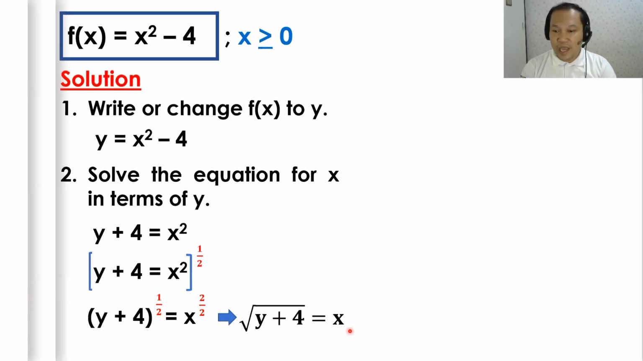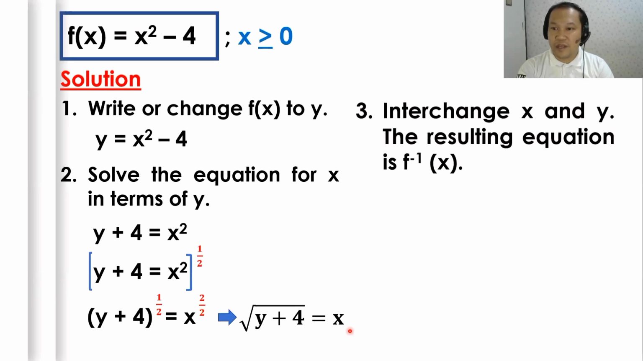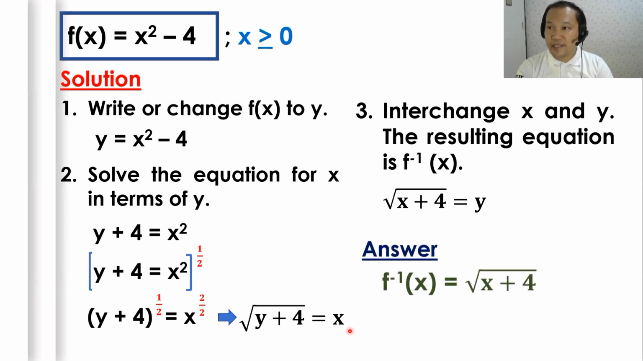And then after we are able to find the value of x, we have to interchange now x and y. But remember, the resulting equation is now the inverse of the given function. That is, the square root of x plus 4 is equal to y, which is now expressed as the inverse of the given function is equal to the square root of x plus 4, wherein x now is greater than or equal to negative 4 so that we are not going to come up with an imaginary solution.